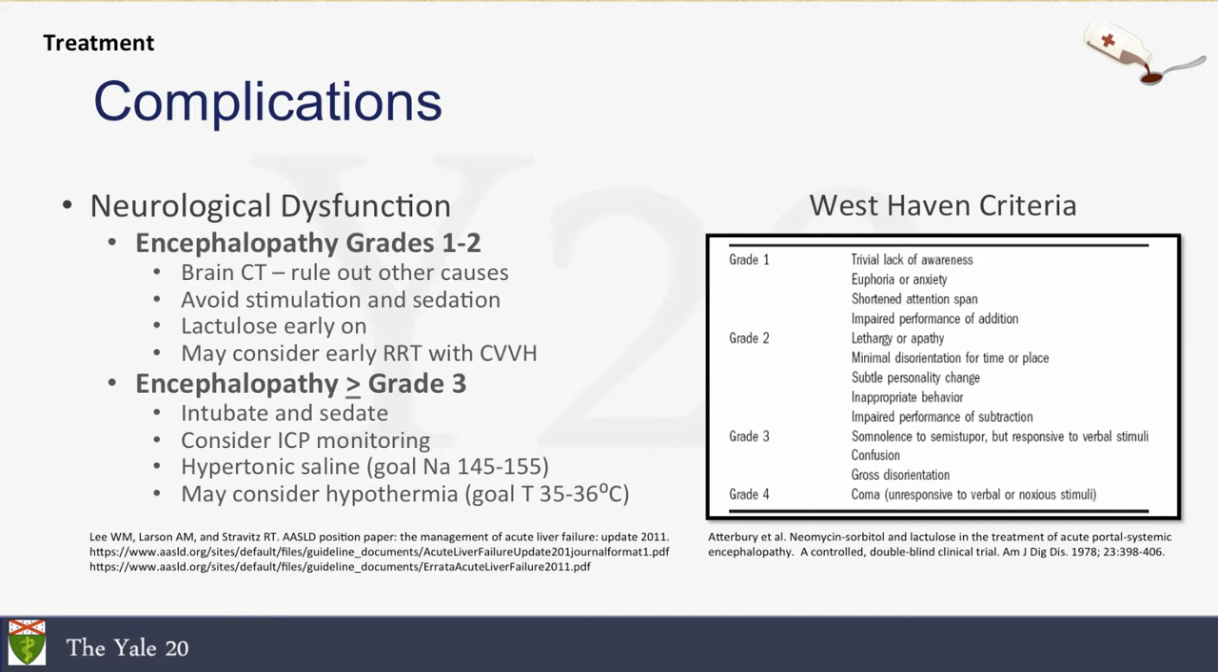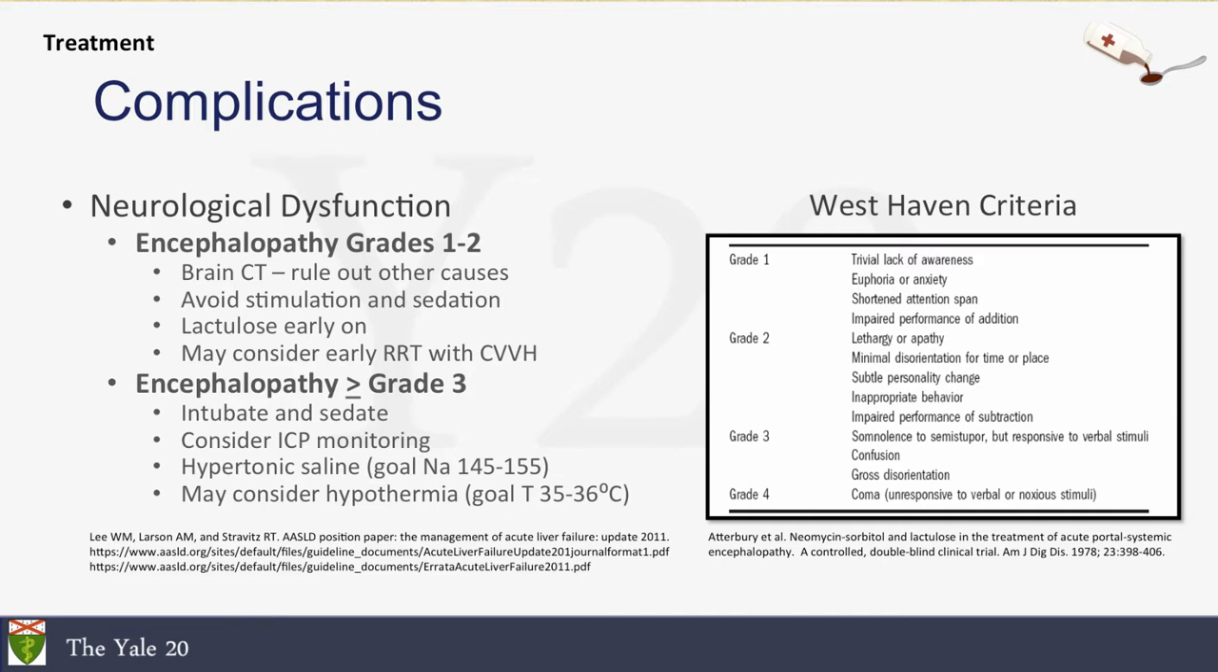Hypertonic saline has been shown in studies to delay the onset of intracranial hypertension. For any patient with grade 3 encephalopathy, serum ammonia greater than 150, or AKI requiring renal replacement therapy, we prophylactically start hypertonic saline to induce hypernatremia to a goal plasma sodium of 145 to 155.